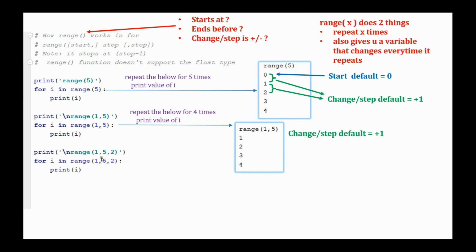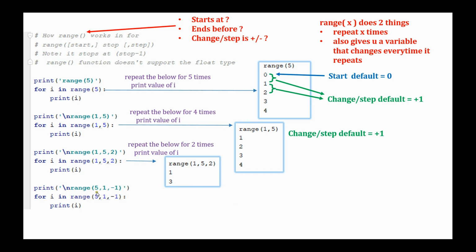This is an example where we specify all 3 parameters. So we specify it starts from 1, ends before 5, and the step, or the change, is always plus 2. And when you print, you will see it starts from 1, it jumps to 3 because it's plus 2, and it stops before 5, so you will just stop at 3 now.